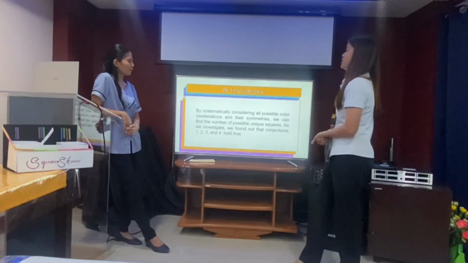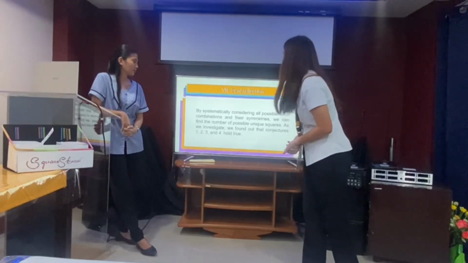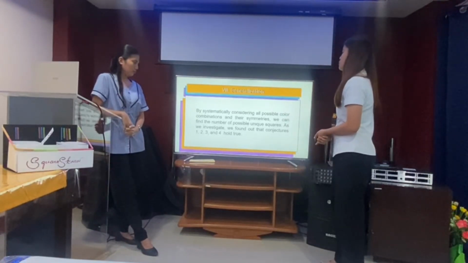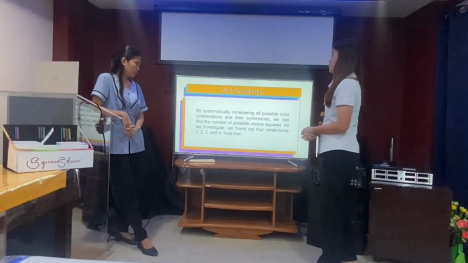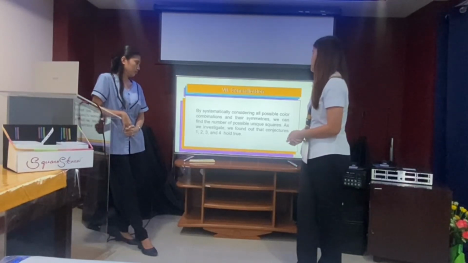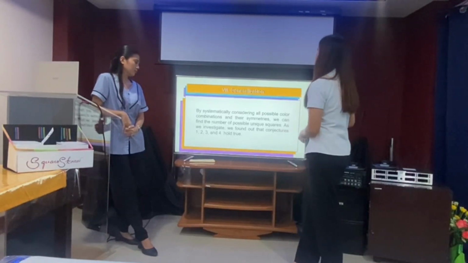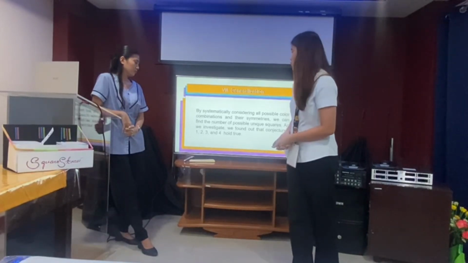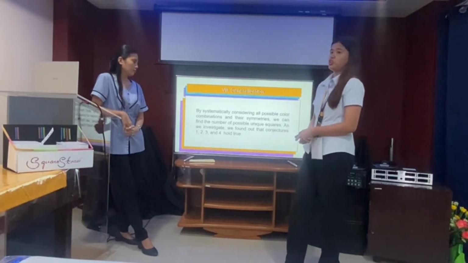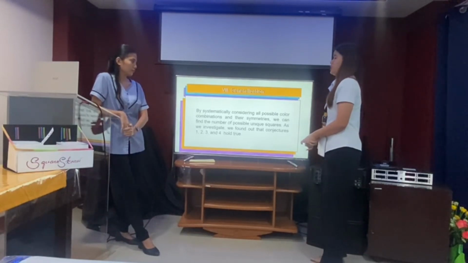So by generalization, by systematically considering all possible color combinations and their symmetries, we can find the number of possible unique squares. As we investigated, we found out that conjectures 1, 2, 3, and 4 hold true.